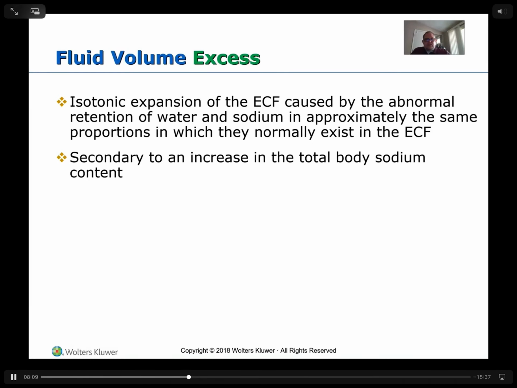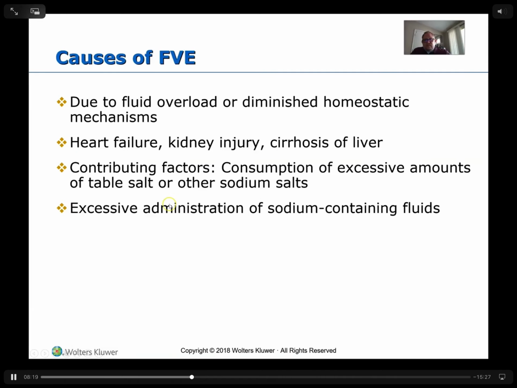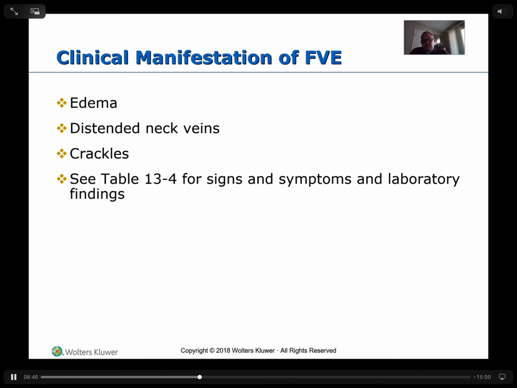Fluid volume excess is caused by an abnormal retention of water and sodium in approximately the same proportions. Secondary increase to total volume sodium content due to fluid overload and diminished homeostatic mechanisms. Causes include heart failure, kidney injury, cirrhosis of the liver, and consumption of excessive amounts of sodium. If you take too much sodium, your body's going to maintain homeostasis by conserving fluids to balance that out. Excessive administration of sodium-containing fluids can also do the same thing.